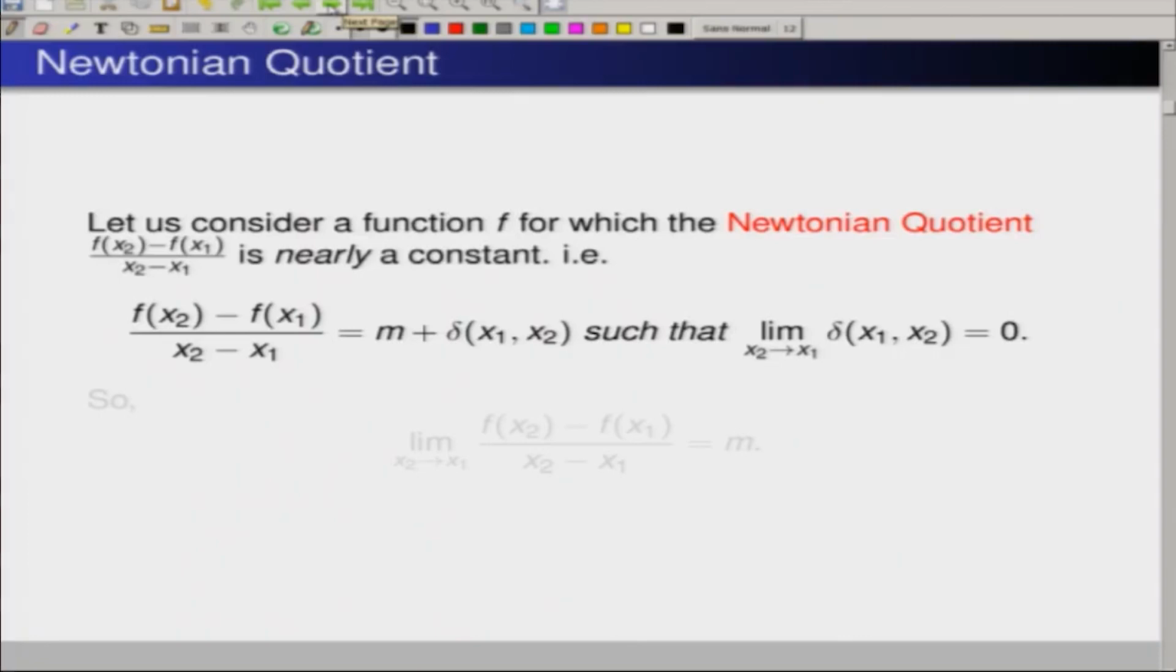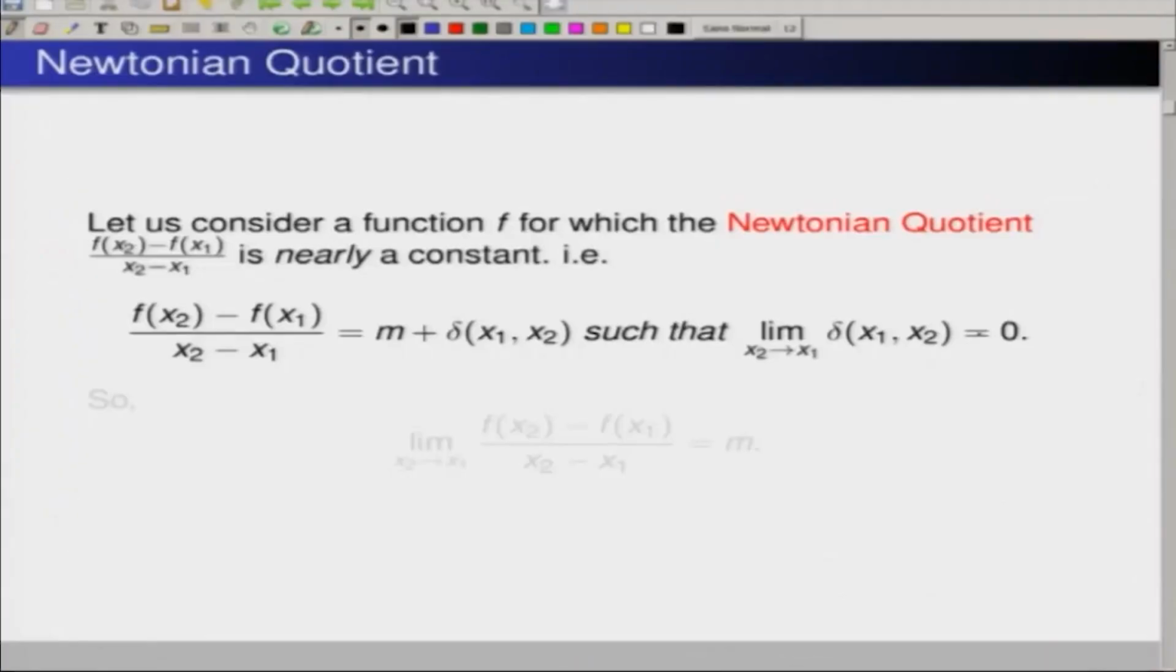Okay. Now, this function delta of x 1 and x 2, if x 2 comes close to x 1 and the difference is very small, this should go to 0. So, therefore, in that case, for close by points, in the limit sense, the limit as x 2 goes to x 1 of f of x 2 minus f of x 1 divided by x 2 minus x 1 is equal to m.